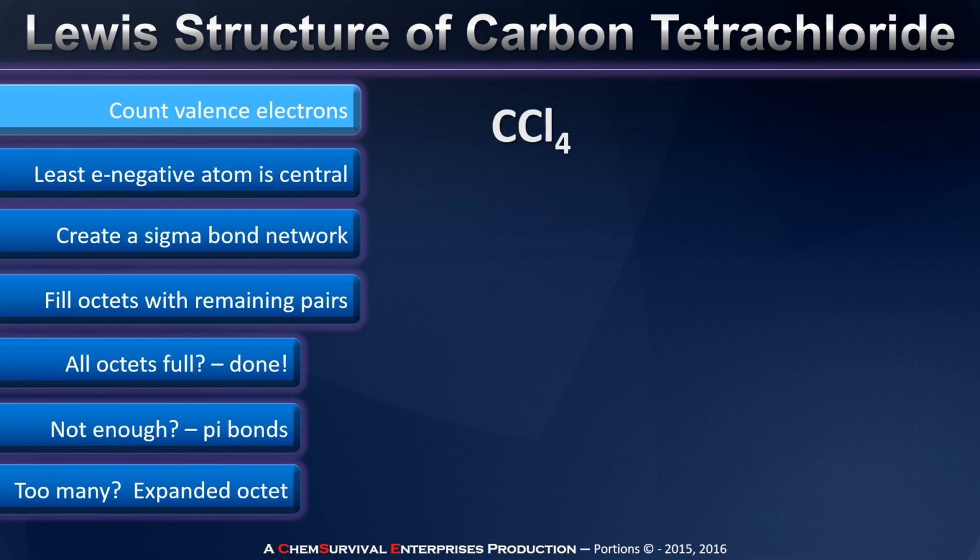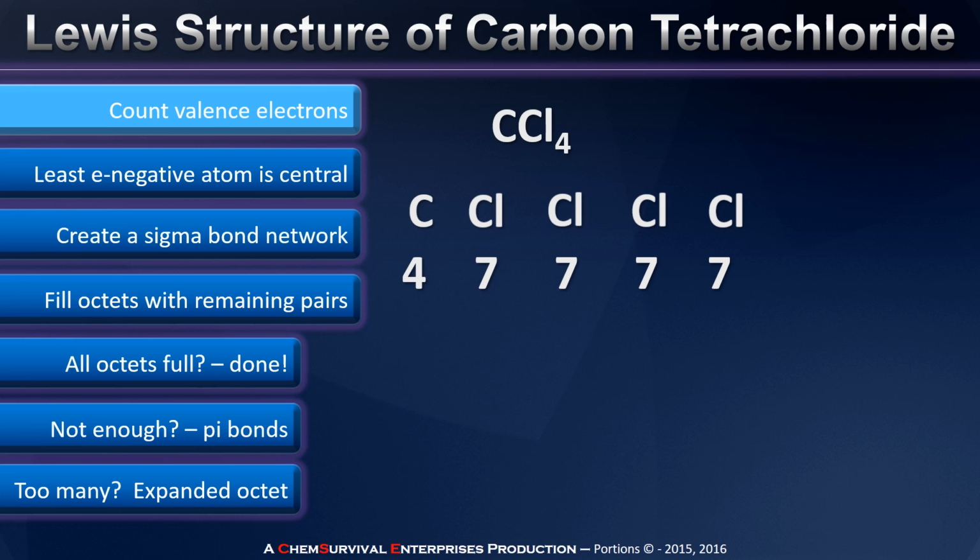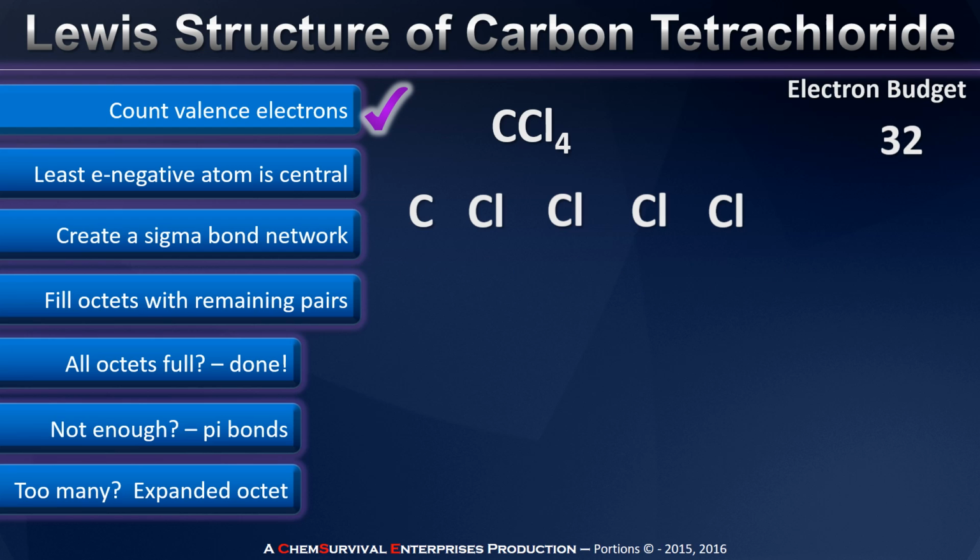I'm going to start by counting valence electrons. Now, in order to do this, I have to acknowledge that CCl4 has one carbon atom and 4 chlorine atoms. And a quick check of the periodic table tells me that carbon has 4 valence electrons and each chlorine has 7. This gives me a grand total of 32 valence electrons to work with in building my Lewis structure. So that's my budget of electrons.